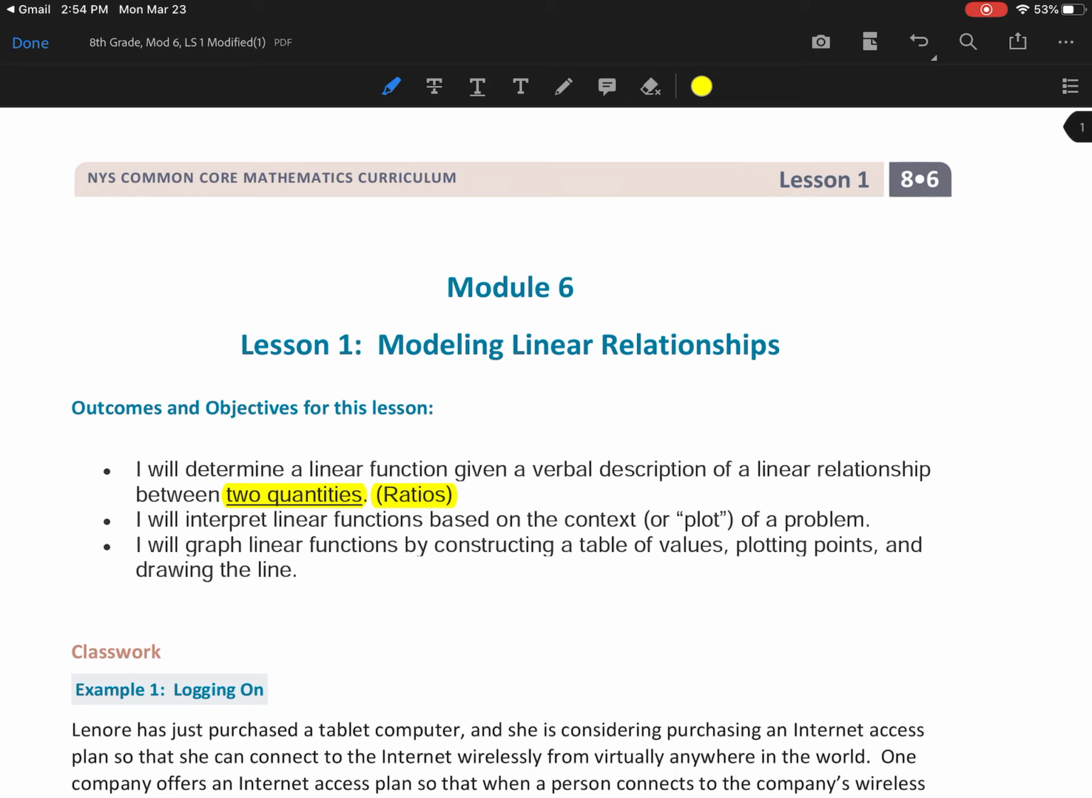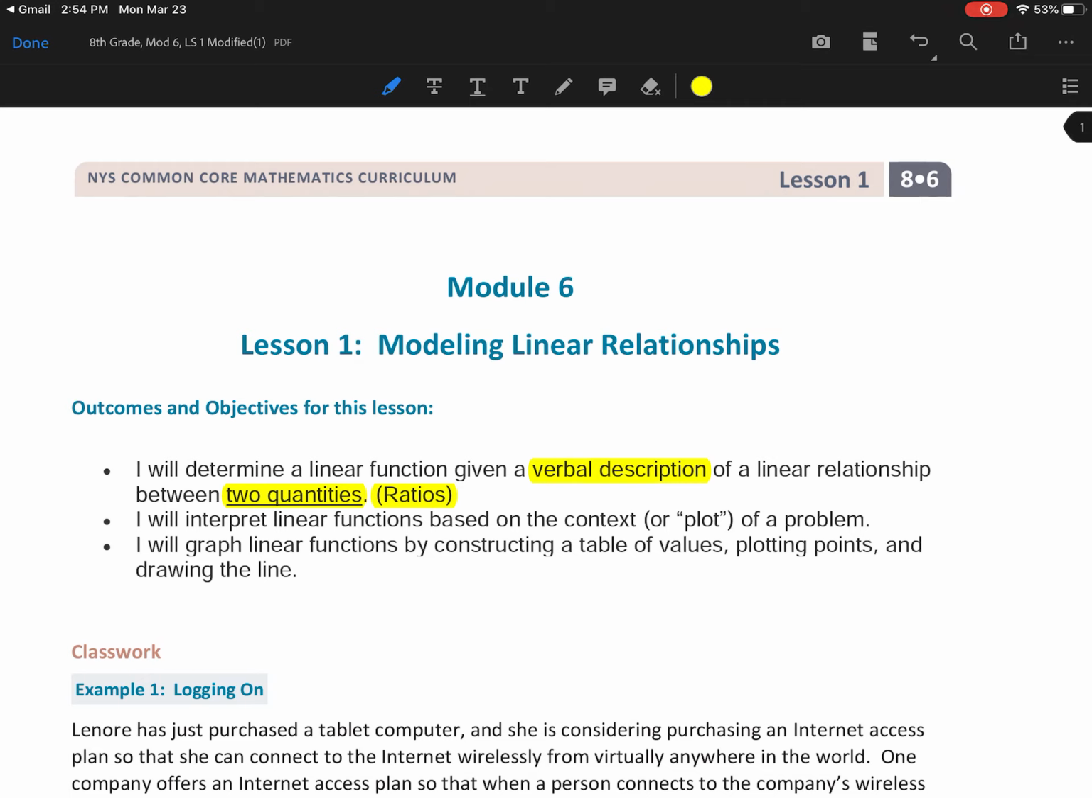I will interpret linear functions based on the context or plot of a problem. I'm very much borrowing from ELA here when we use the word plot. What's the storyline? What's going on? All of these verbal descriptions are very much going to be presented to us as short stories, very, very short stories, and we're going to use our math to navigate the short stories and solve the conflict, if you will. I will graph linear functions by constructing a table of values, plotting points, and drawing a line.